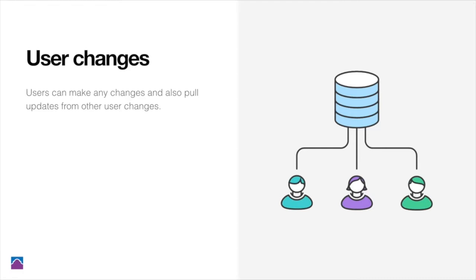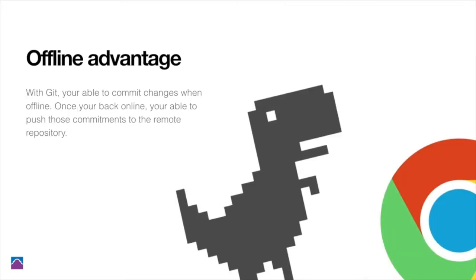Users can make any changes and also pull updates from other users' changes. That's what's great about Git, because there's team collaboration. I personally recommend using it just for yourself if you're a solo person, but it's also great in a team atmosphere. These are the things you'll be dealing with day to day. Another advantage is Git is offline, so you don't even have to be connected to the internet to make a commit. You can do it without any internet connection.